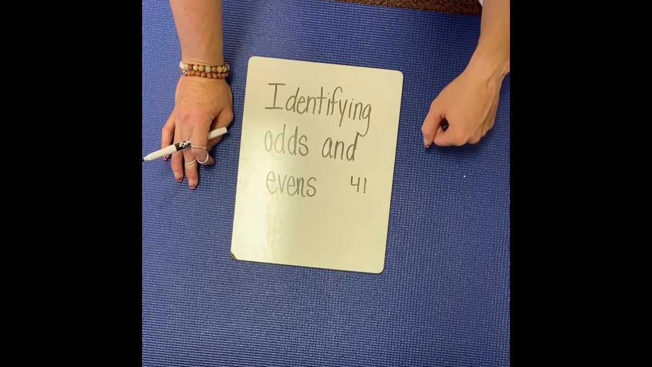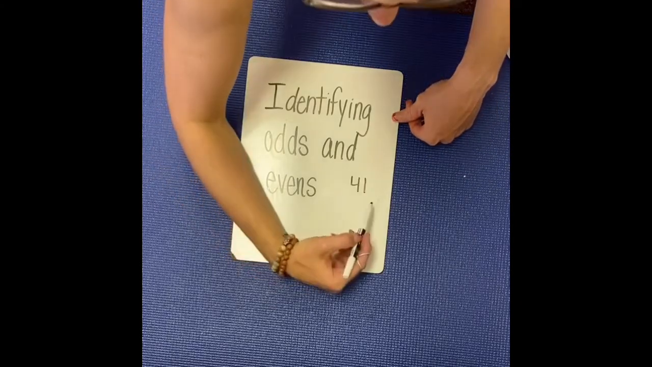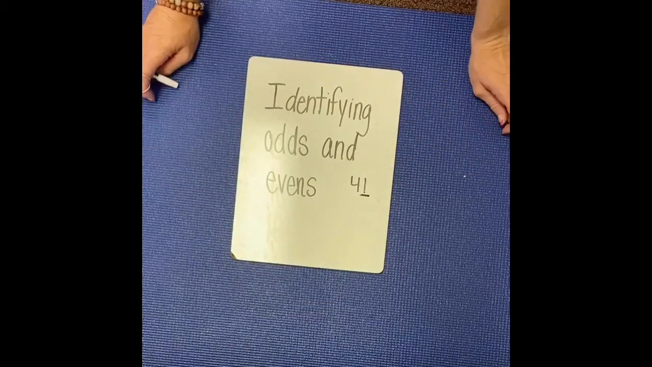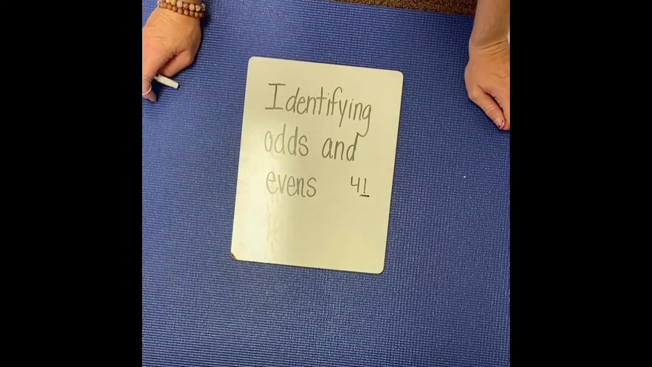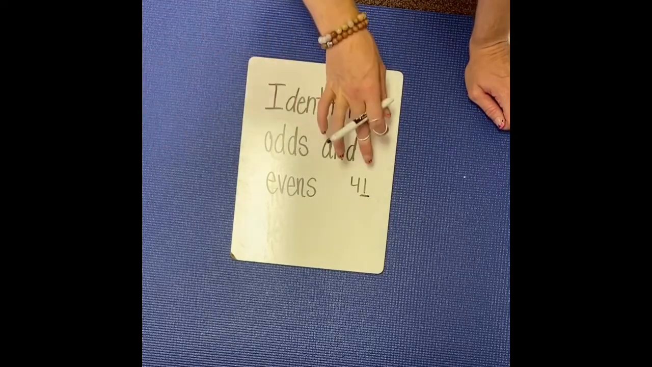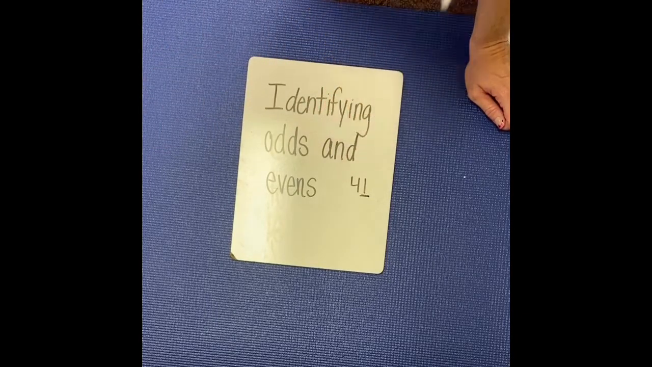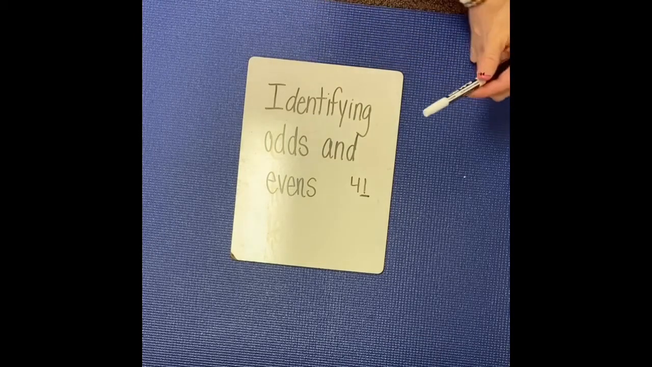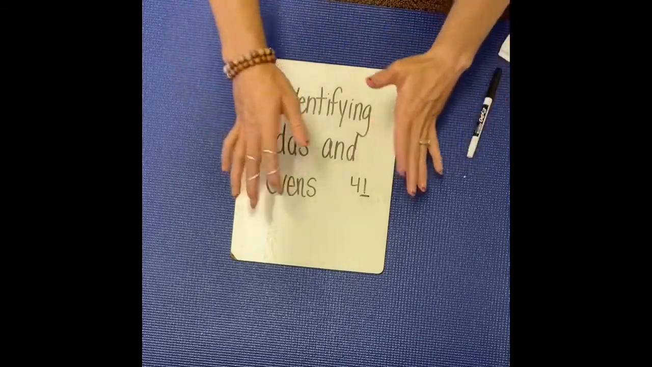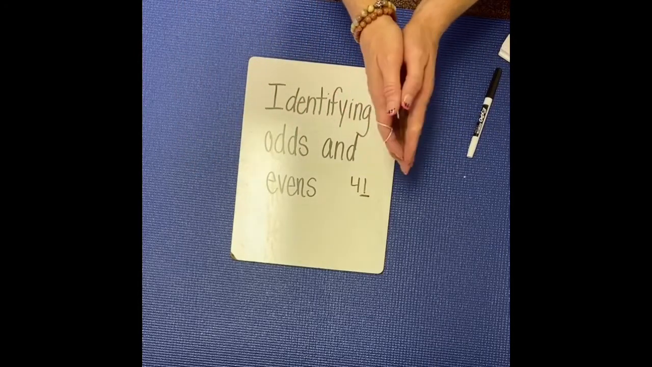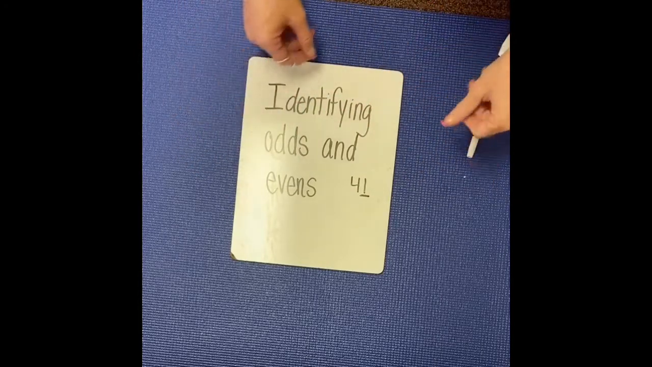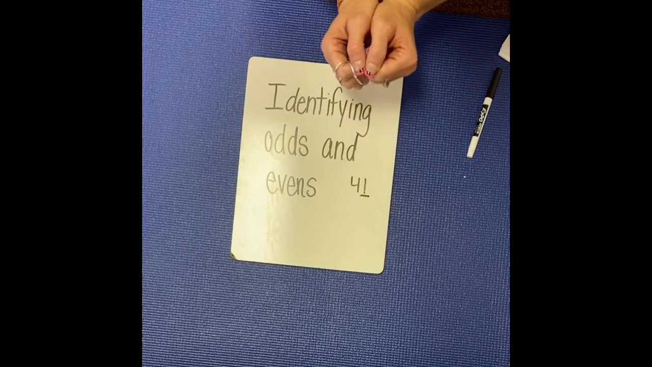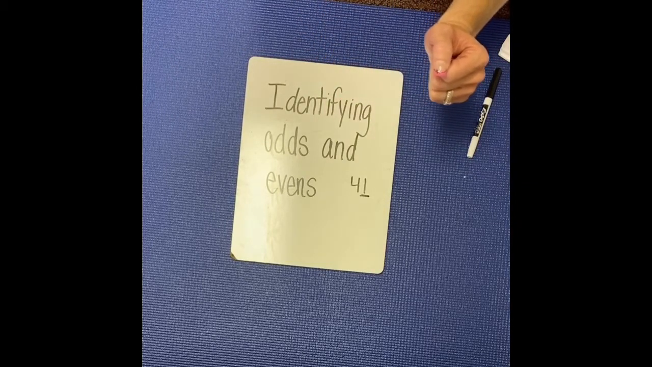To know if a number is odd or even, you look right here at the one's place value. So when I look at this one's place value, I'm looking at the number 1. Now I can test it, and if I don't feel confident, if I'm not sure, I can use my fingers and use the strategy that I taught you yesterday.